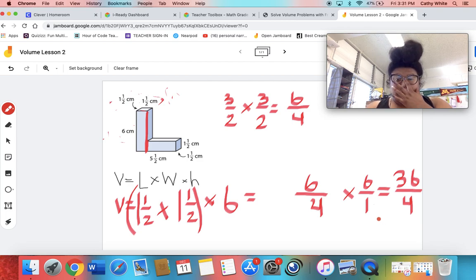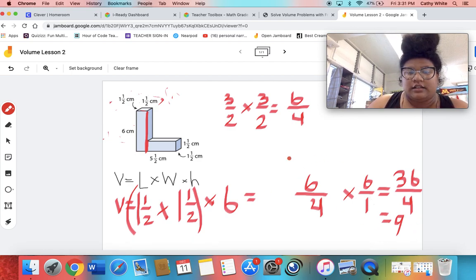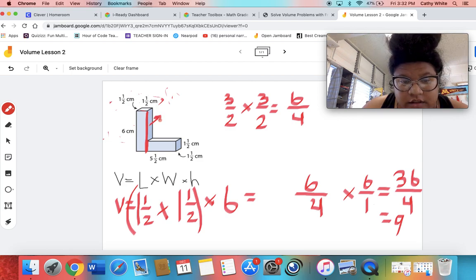And we can simplify this because 4 can go into 36 9 times. So after all that, our first volume right here, this volume, is 9 centimeters cubed. So I'm just going to draw an arrow showing that it's 9 centimeters cubed.